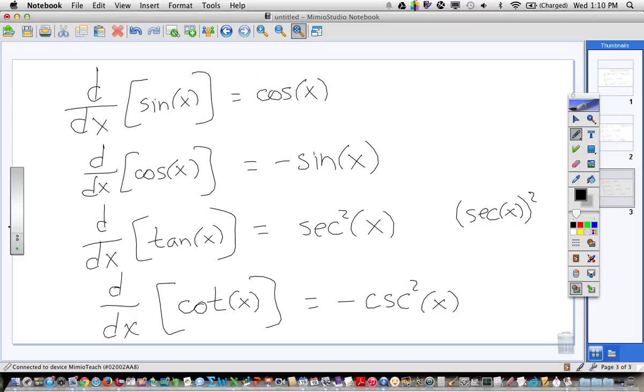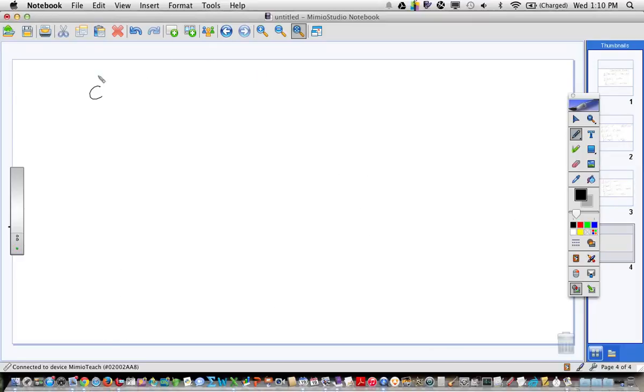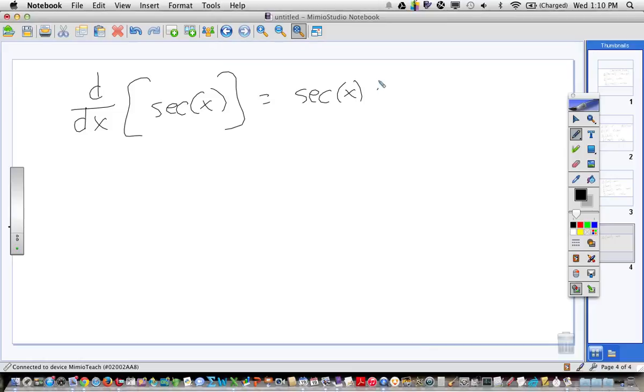And then we'll see the last couple here right now. So the derivative of secant x is secant x tangent x.